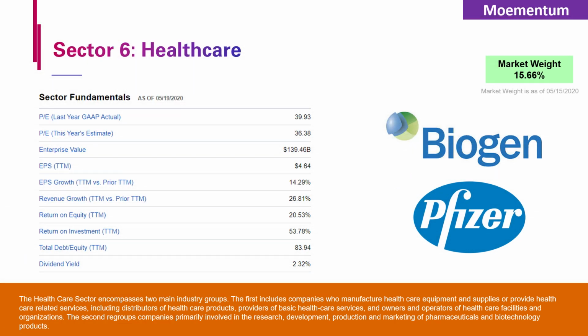Moving on, we have healthcare. Here you can mention companies in the healthcare and pharmaceutical sector such as Biogen, Pfizer, and Merck. The PE ratio for the healthcare sector based on last year's GAAP actual is 39.93, and the PE based on this year's estimate would be lower, sitting at 36.38. The dividend yield for this sector is sitting at 2.32%.